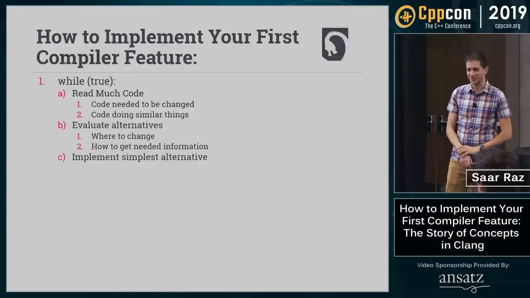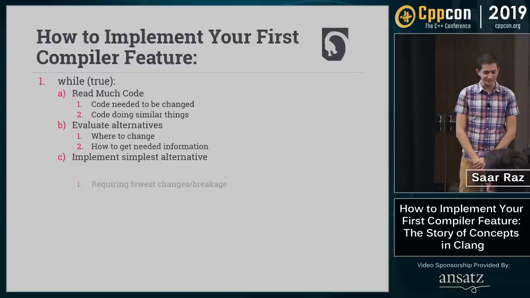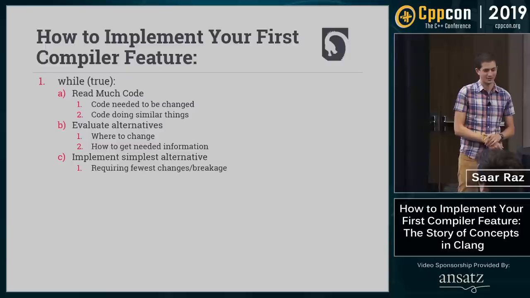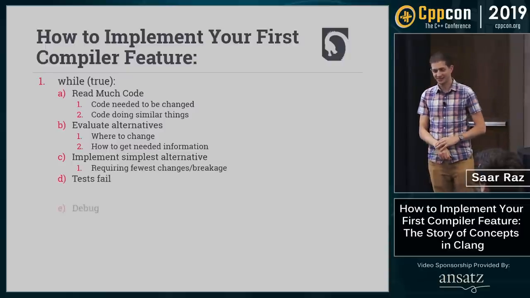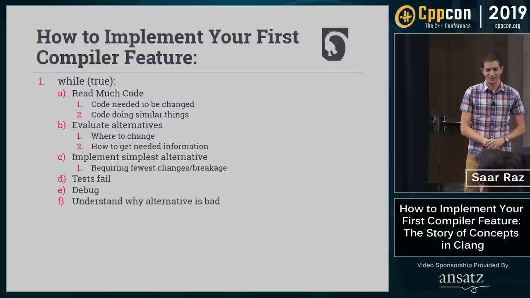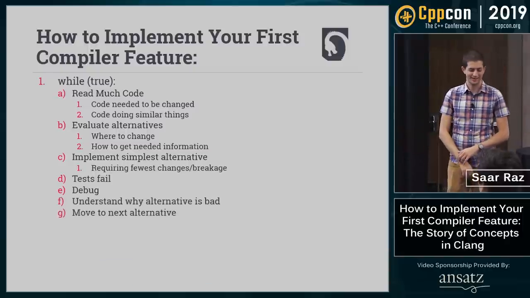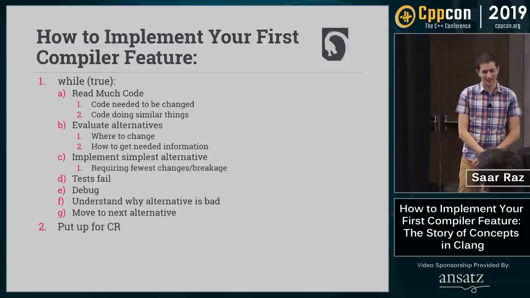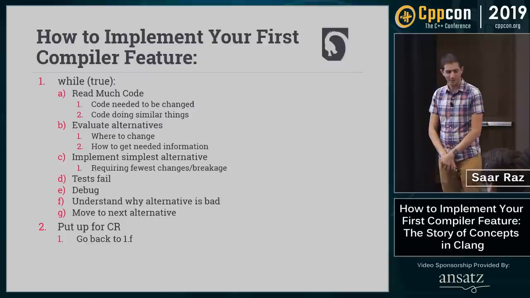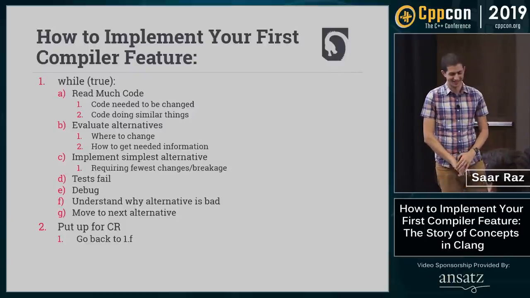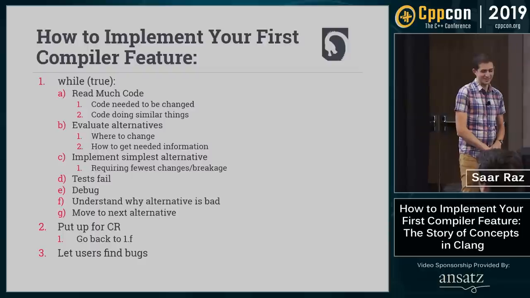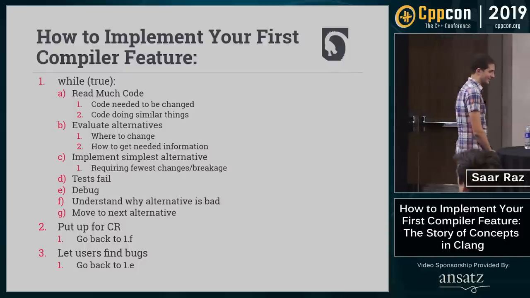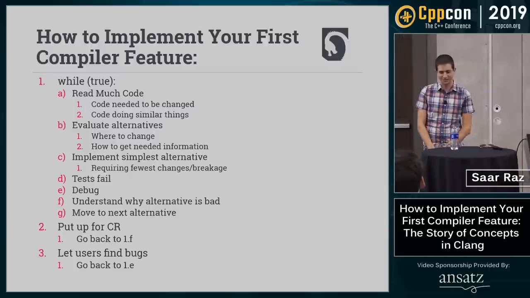And then you're going to implement the simplest alternative, requiring the fewest changes or breaking the current code. Then the tests are going to fail. Then you debug them, you understand why the alternative you chose is bad, and then you go back to the next alternative. After you exit the loop, you put it up for CR, and you go back to step 1.f. Then you let users find bugs. Then you go back to 1.e. So yeah, it's a lot of challenge, then profit.